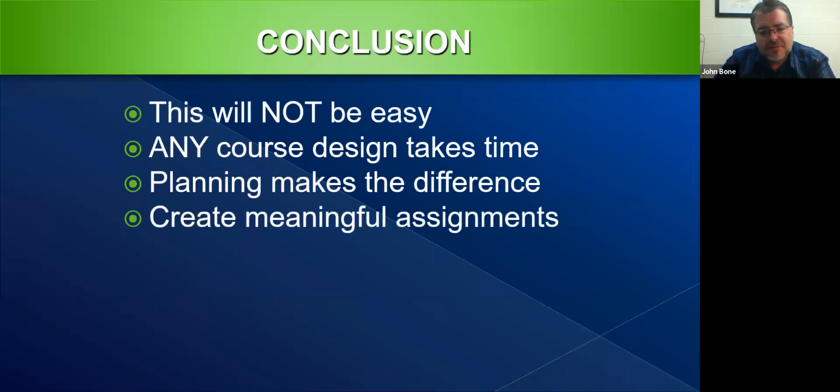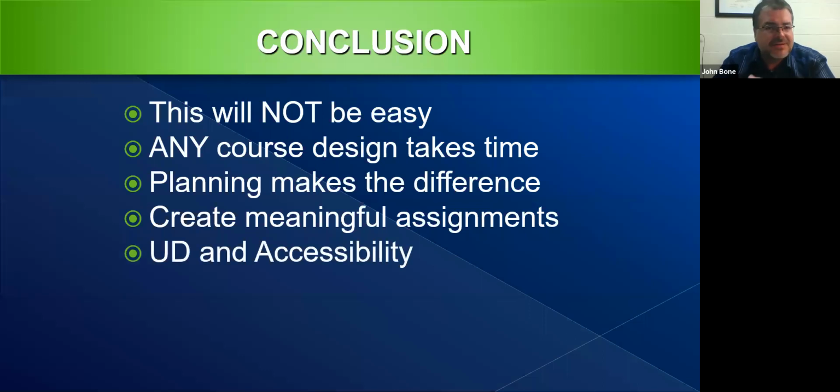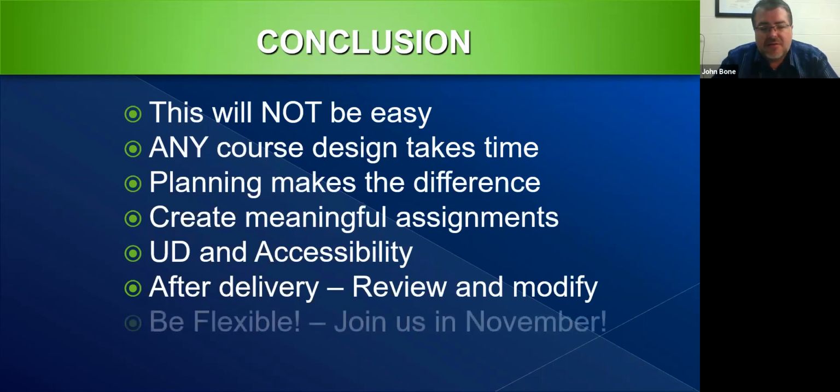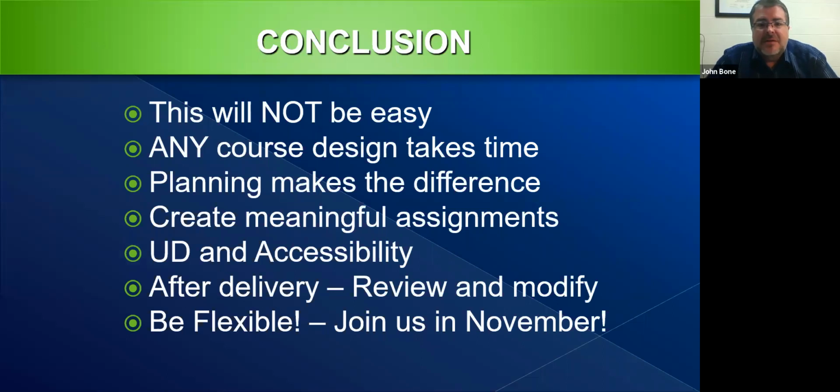Make sure you create meaningful assignments. Make sure you create assignments that align and feed into your objectives. Universal design and accessibility are very important. However, it's kind of standard nowadays to make sure your course is accessible. After delivery, review and modify as necessary. Expand on the things that worked, maybe retract a little on the things that didn't work and replace those with something else. And finally, be flexible. If you're new to online learning or new to designing a course, you need to be flexible.